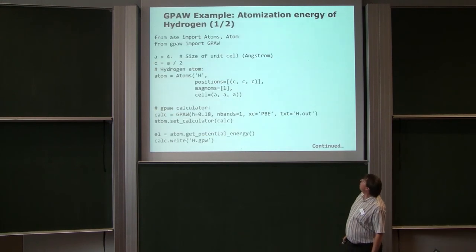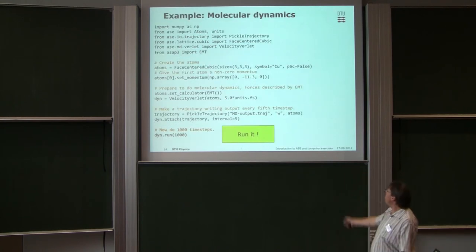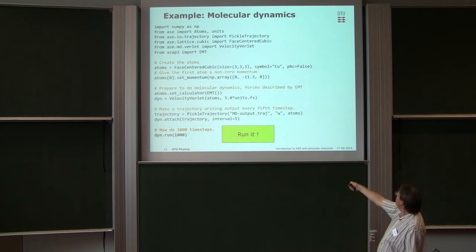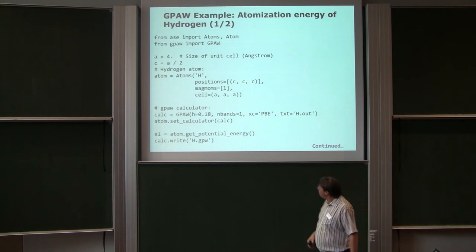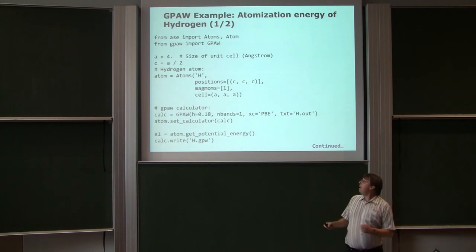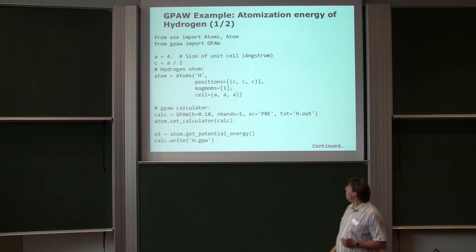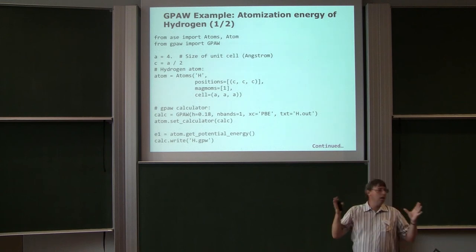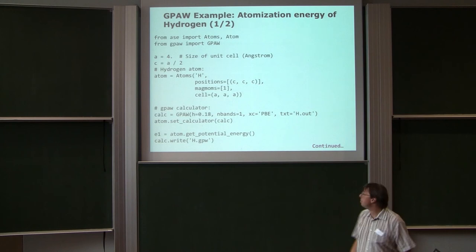Now my second example is a GPAW calculation. So the previous one was doing something relatively complicated, maybe running molecular dynamics, but with a simple description of the atoms. Now I want to use GPAW, but to calculate something very simple, namely the atomization energy of hydrogen. So it's basically taking a hydrogen molecule and a hydrogen atom and calculating the energy difference. And it takes 2 slides here.